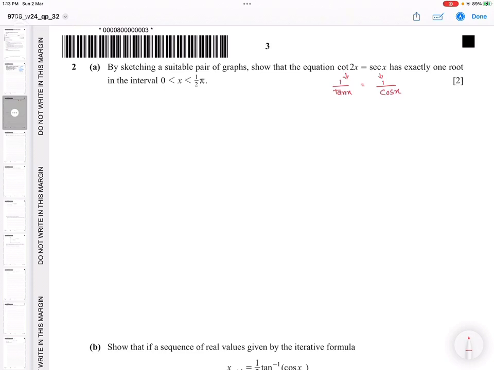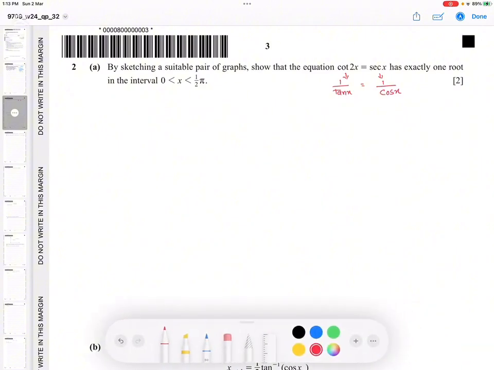Okay, we have to sketch this, so we can sketch tan of x and we can sketch cos of x, but this is actually 1 over tan, so we can reciprocate it. And the tan of, okay, wait, let me correct it. This is not actually only tan of x, this is tan of 2x, because it's cot of 2x written there. Tan of 2x.